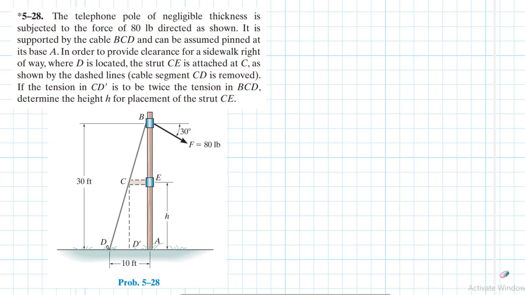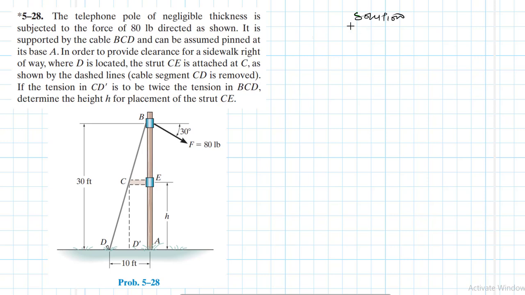Cable segment CD is removed. If the tension in CD prime is to be twice the tension in BCD, determine the height for placement of strut CE. This problem is coming from the Engineering Mechanics: Statics textbook, 13th edition, by R.C. Hibbeler.